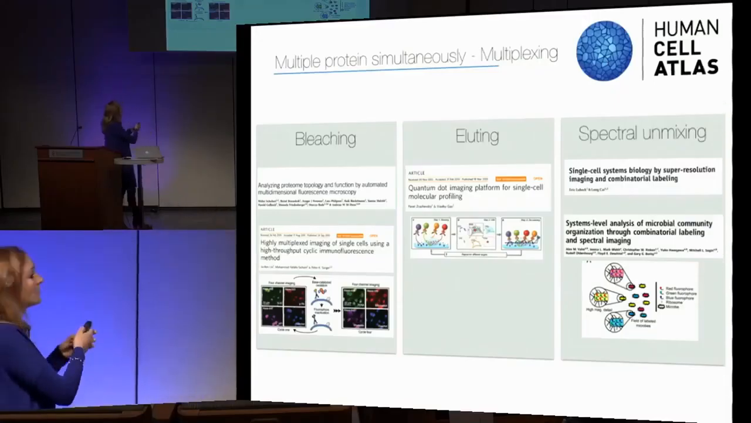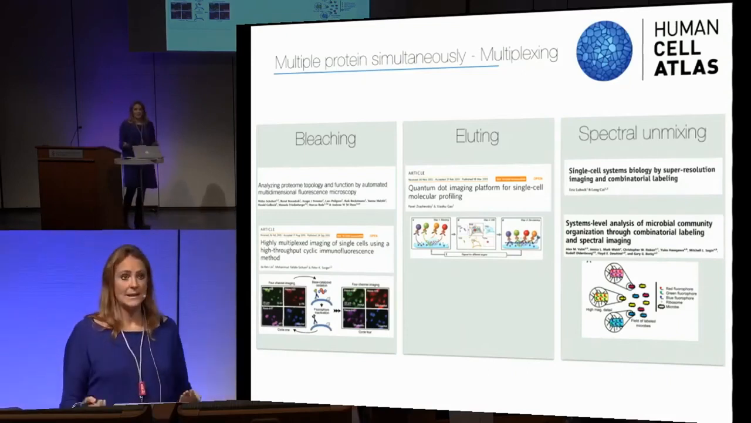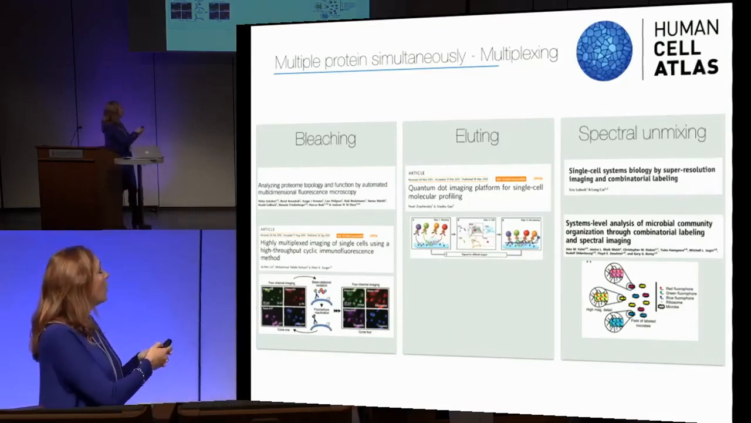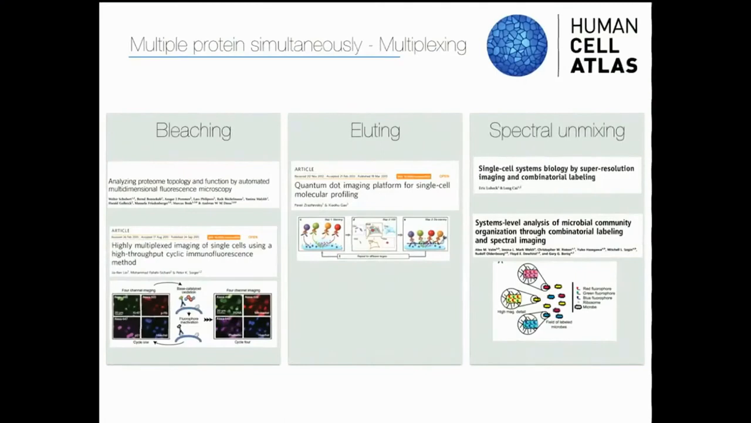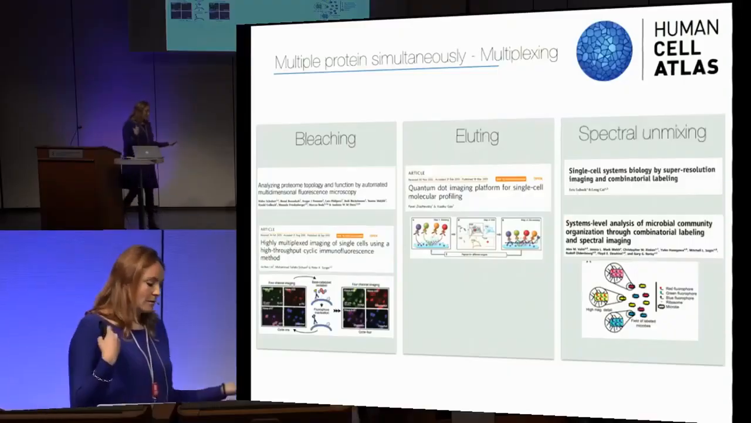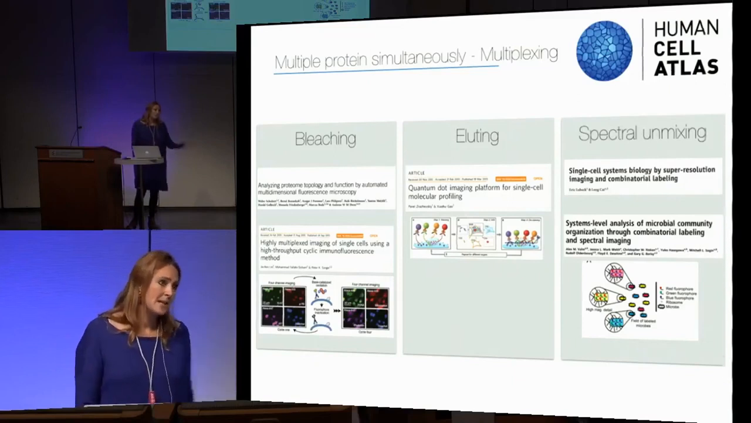So to really start using normal immunofluorescence with normal antibodies, but to be able to have different ways to remove them. They can be bleached, chemically or by light, they can be eluted, or they can be spectral and mixed, in the sense that you use a combination of different fluorophores, and then computationally afterwards you can see the contribution of the different proteins. These methods have not been used that much because they're not really applicable right now.